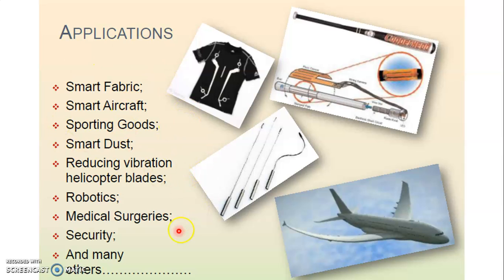Their applications are not limited, but include smart fabrics, smart aircraft, sporting goods, smart dust, reducing the vibration in helicopter blades, then robotics. Robotics is actually the most common application of smart materials. Then medical surgeries, that means smart materials are very much employed in biomedical engineering. Security, as in the form of some drones or electronic equipment, and also some safety measures. There are many other applications which you will deal with in the topics on piezoelectric, magnetostrictive and so on. So these are common applications, and normally smart materials have a vast application level.